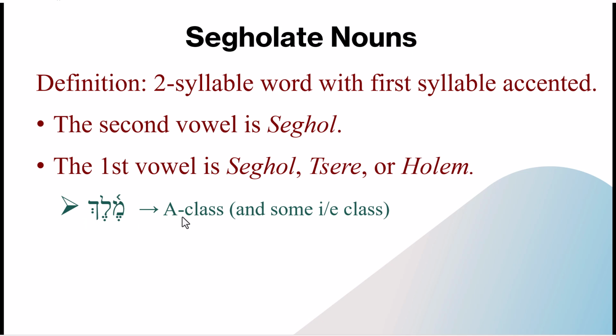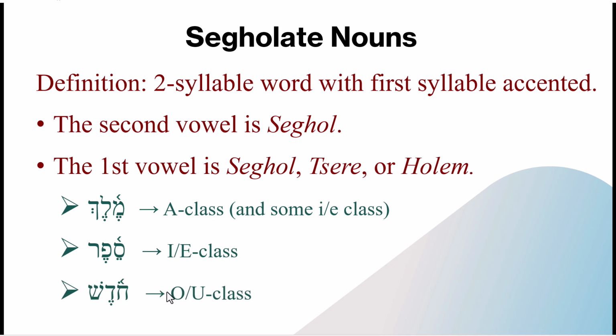Melech is an A class, and we'll see what that means in a minute. There are a few others that begin with Seghol that are IE class. Another example is Sefer. This one begins with a Tsere. This is an IE class Segholate. Sefer means book or scroll. Then we have Chodesh. This is month, and it has a first vowel of a Holem. This is an OU class Segholate.